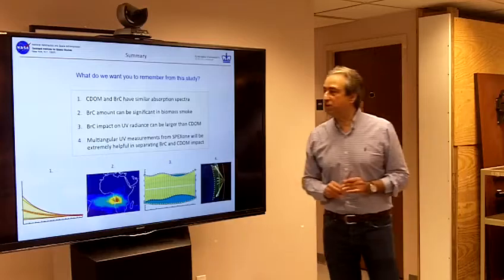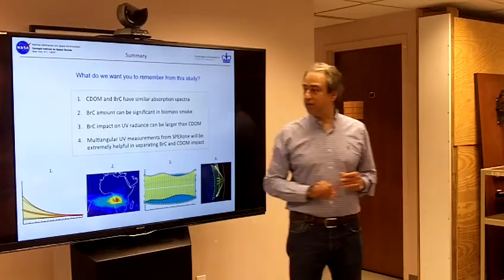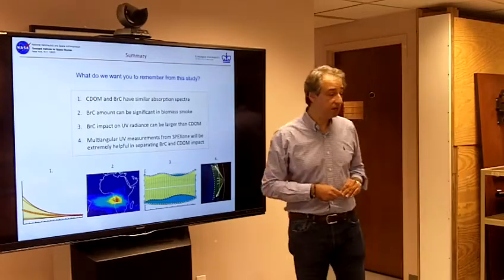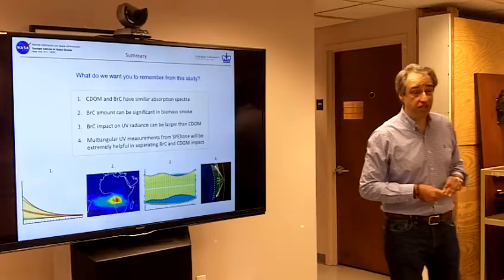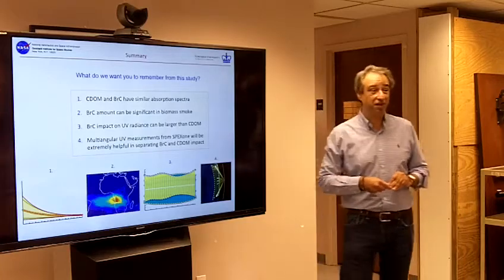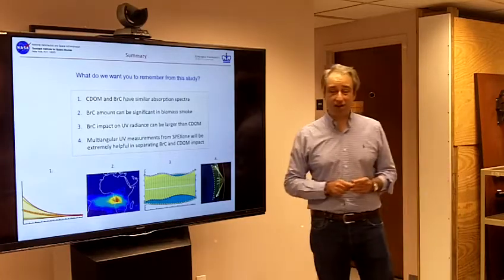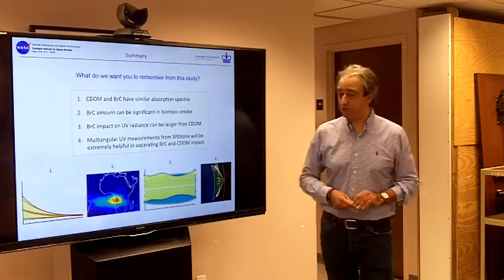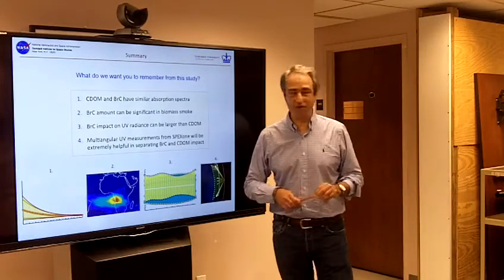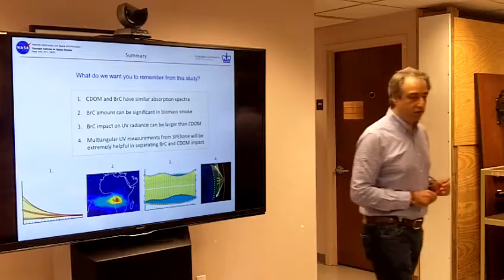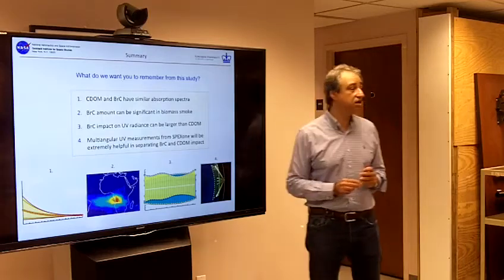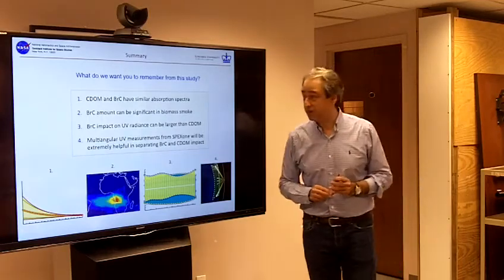So there are just 4 simple things that I want you to take away from this. That CDOM and brown carbon have similar absorption spectra. They both increase towards the UV part of the spectrum, and variations in their spectra are extremely similar. I was very surprised to see that even the changes in slopes for absorption by brown carbon are very similar to changes in the slopes for absorption by CDOM. It's very, very similar. The amount of brown carbon can be significant if you are looking at areas that are affected by biomass burning, such as off the coast of West Africa.